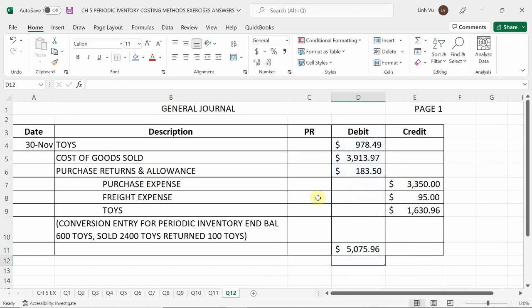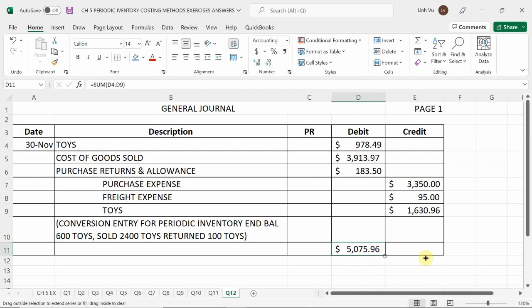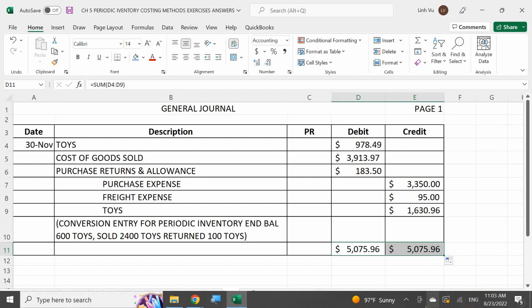So in this case, I got 5,796 on the left, 5,796 on the right. And that is it. Any questions in regards to weighted average? No. No.